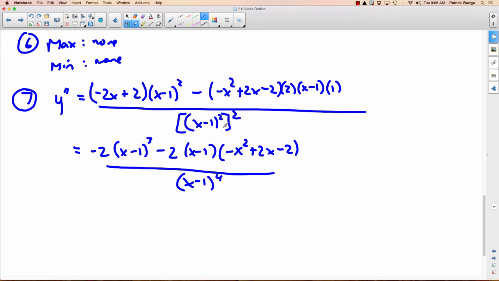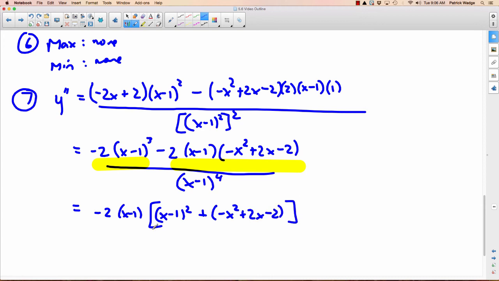Squared, squared, got to multiply those, it comes to the 4th. Okay, take out a greatest common factor from this bit and this bit. So the greatest common factor would be negative 2 shows up in both of them, and also x minus 1 shows up in both of them. And what's left in the first part here is another x minus 1 squared, plus this is gone, so it's just this that's left, negative x squared plus 2x minus 2, and that's all over x minus 1 to the 4th.